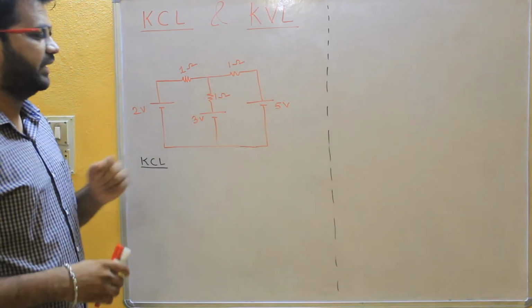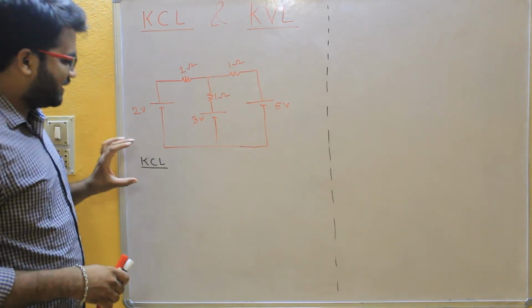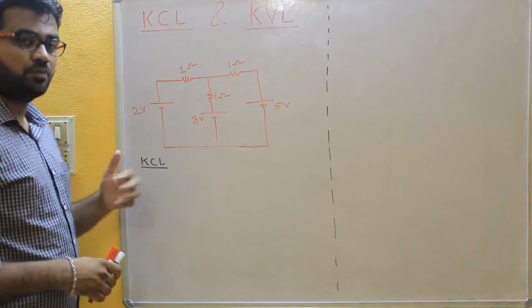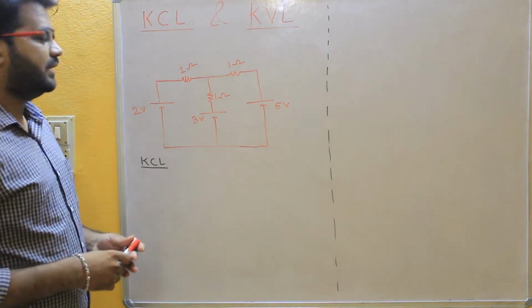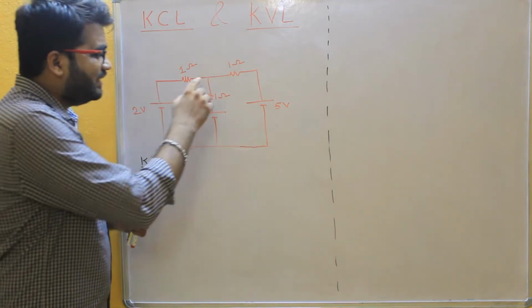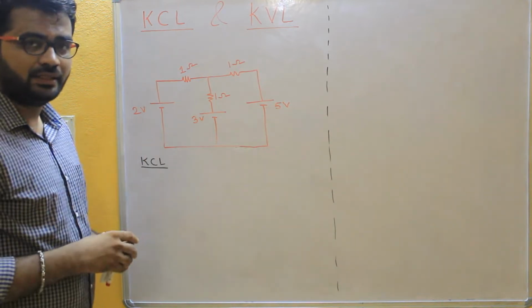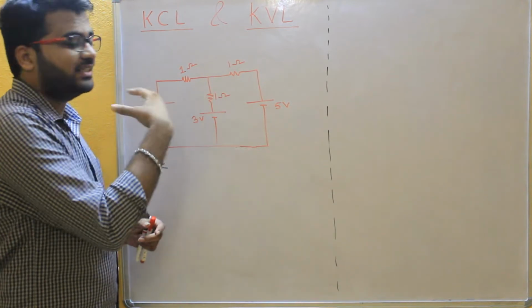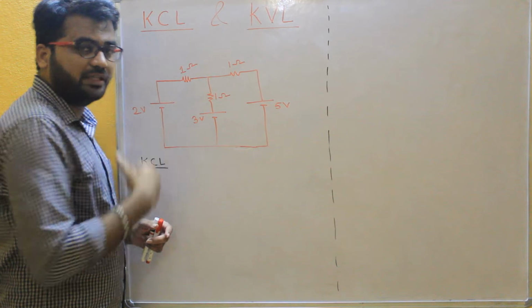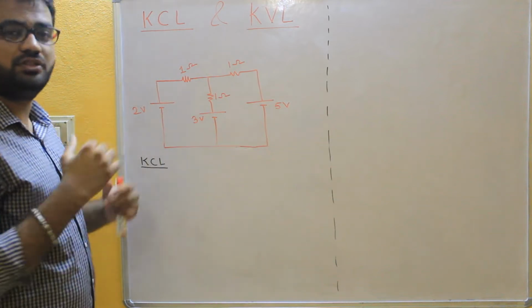आज हम किसी भी इलेक्ट्रिकल सर्किट में KVL एंड KCL कैसे अप्लाई करते हैं वो देखते हैं। सो लेट्स स्टार्ट विद KCL. KCL is Kirchhoff's current law, right? And it states that at any node, if we consider the incoming current and outgoing current, that sum must be equal to 0.